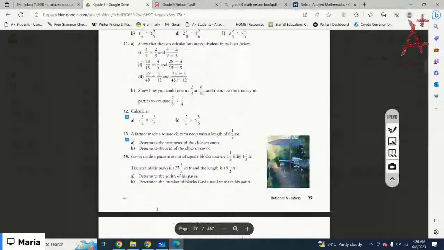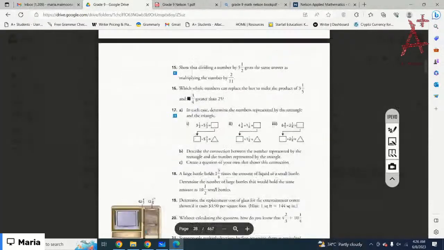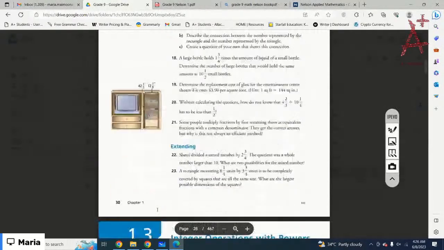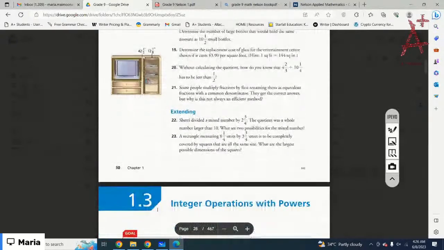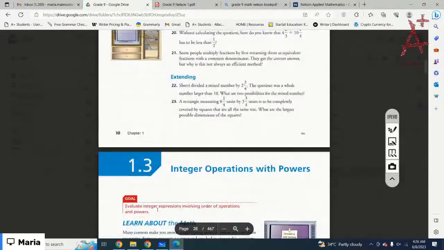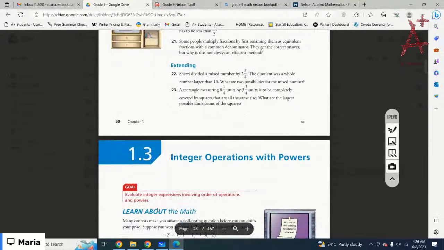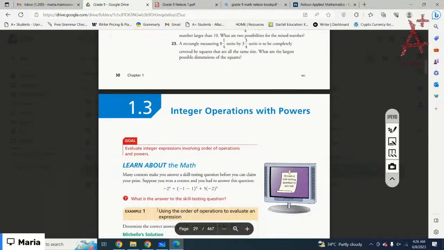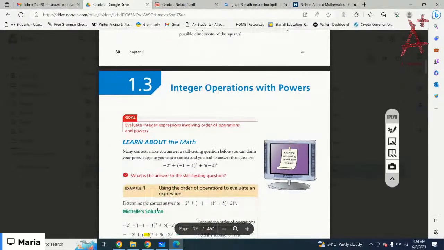Okay, you can complete the rest of the questions by yourself later today. If you need more help with the questions, you can contact any tutor on Skype. They are available from Monday to Friday. Questions 5 to 9 are very easy. You just have to divide or multiply them. Got it? The next lesson we're going to cover today is integer operations with powers.